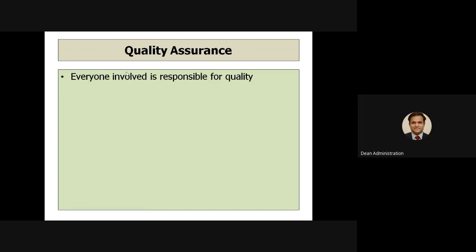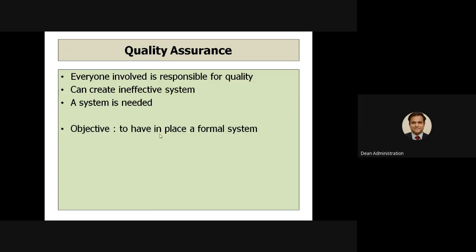These are some important aspects of quality assurance. Everyone involved has to be responsible for quality. It can create an ineffective system if quality assurance is not the responsibility of everybody. Right? It has to be the responsibility of everybody. Obviously, a system is needed, and the objective is to have in place a formal system for defining and assuring quality.